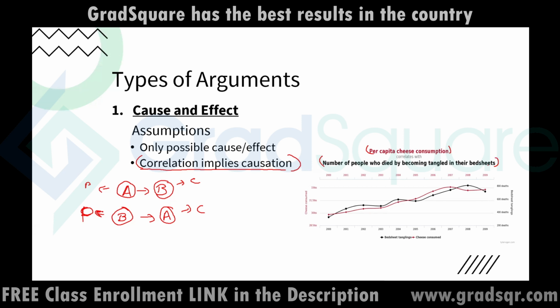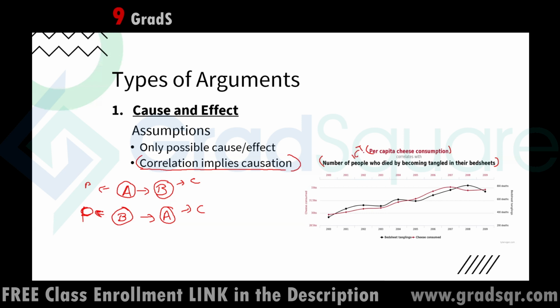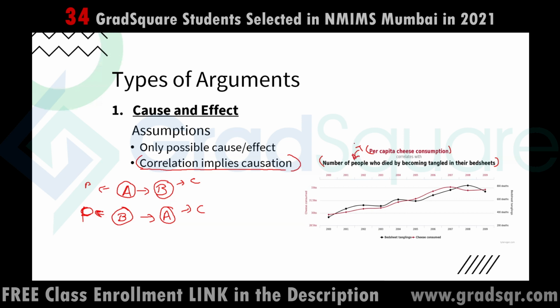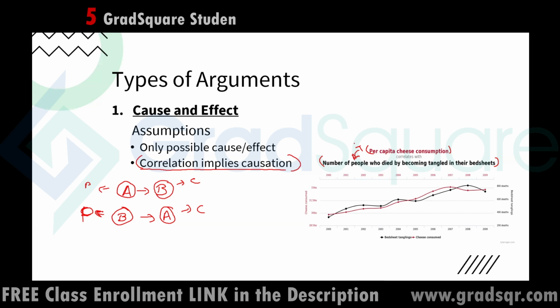But the underlying assumption of this argument is that there is a causal link between per capita cheese consumption and the number of people who died by becoming tangled in their bed sheets. Basic logic should tell us that this is merely coincidence, and eating cheese and dying by getting tangled in your bed sheets have no connection whatsoever. So this is an assumption often present inside the cause and effect relation, which several people tend to ignore: is there logically a causal link between the cause and the effect? This is the first type of argument, the cause and effect argument.